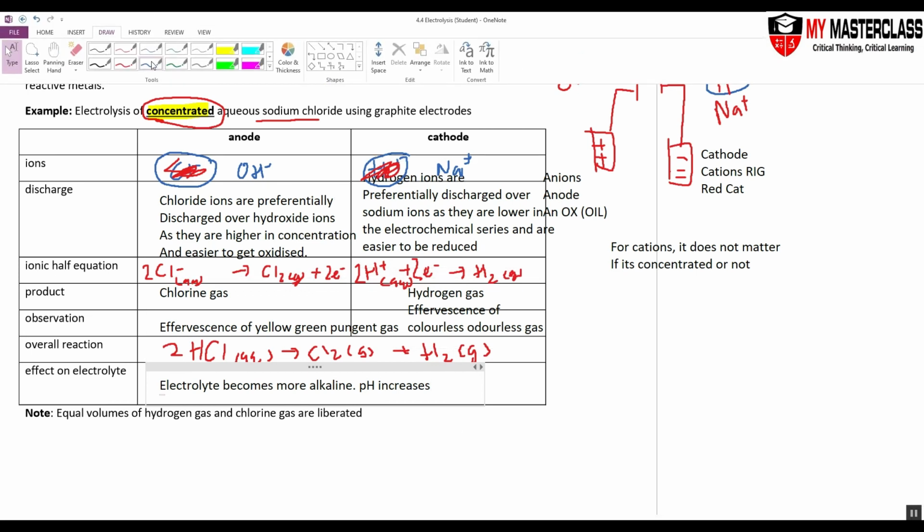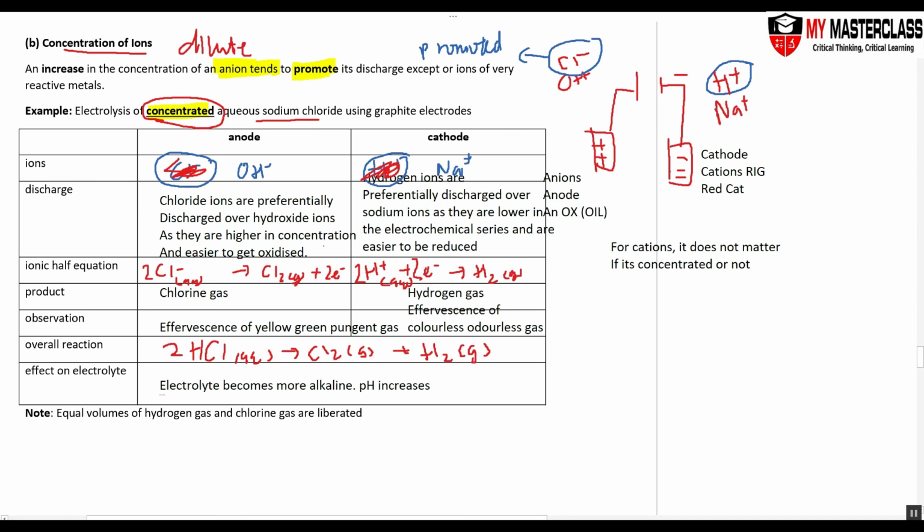Okay, and then note these equal volumes, right? When you write your balanced equation, it is 1:1. Equal volumes is when I have concentrated NaCl. Just now, the first example in the previous video, you have diluted NaCl, you get a 1:2 ratio.